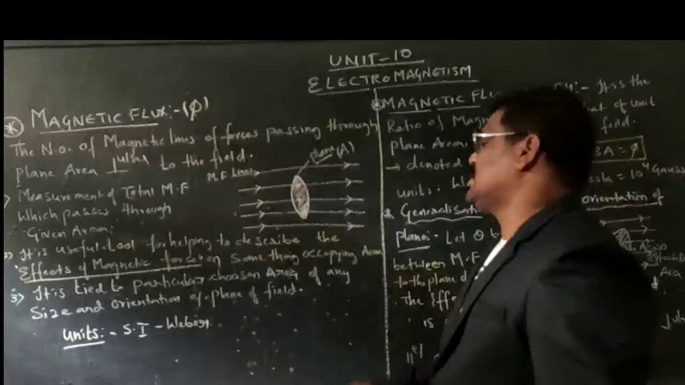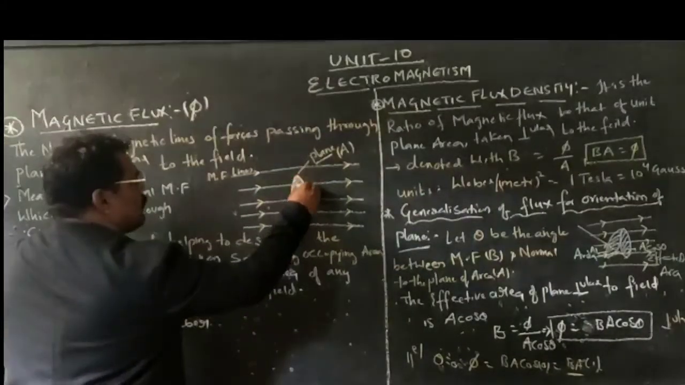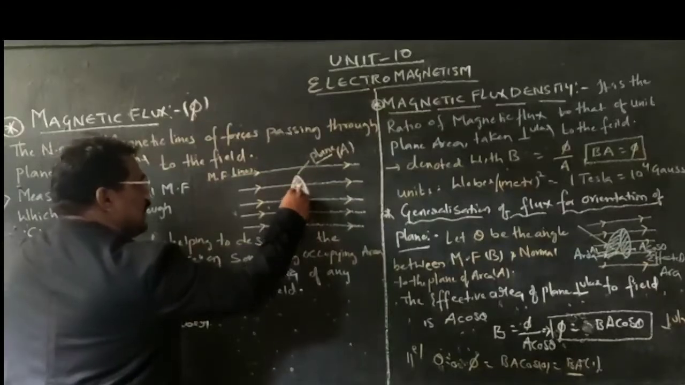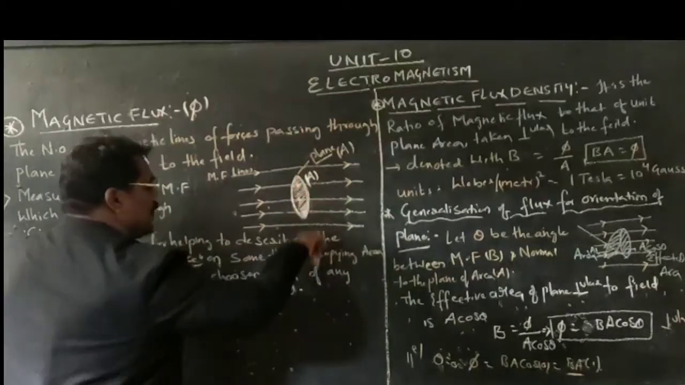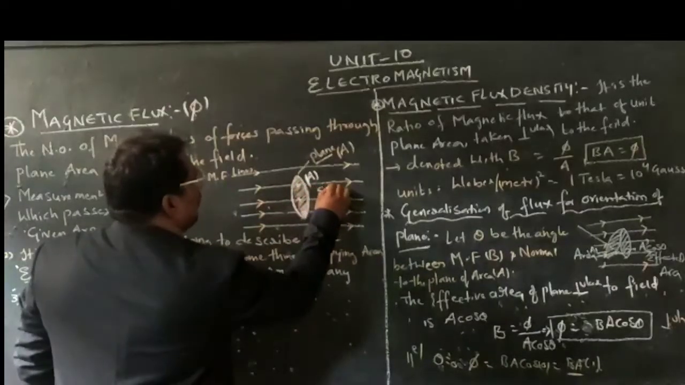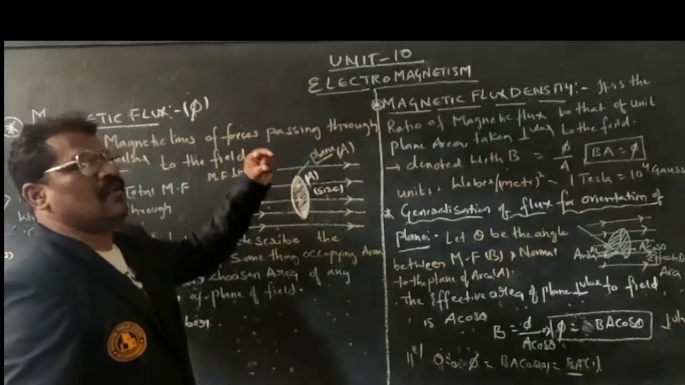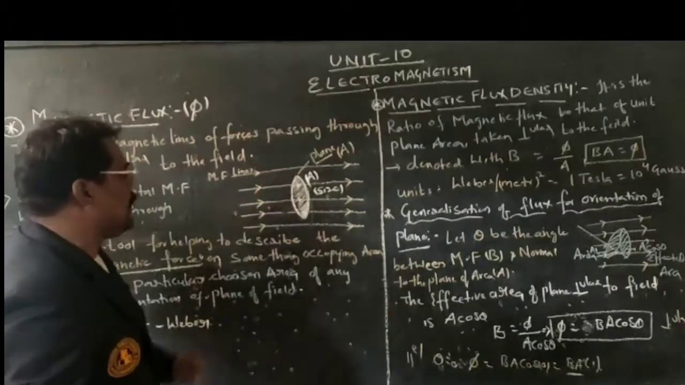This magnetic flux is also tied up with a particular chosen area. It is tied to a chosen area of any size. The size may differ: a small size, a large size, or a medium size. Any size it may be.